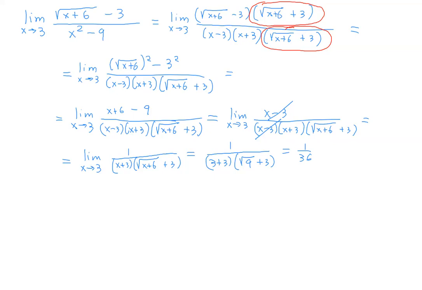I would like to finish with one more example where we will have now 2 conjugate quantities, one on the top, one on the bottom. So let's look at this example. The limit as x tends to 2 of (square root of x plus 7 minus 3) divided by (square root of x plus 2 minus 2).